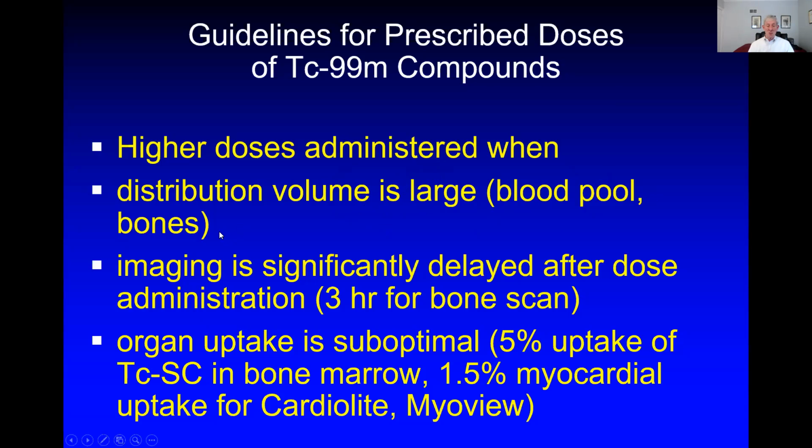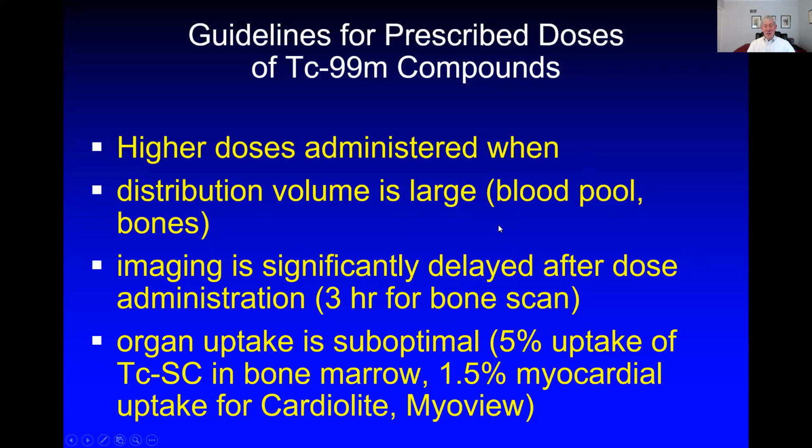Or how about your bones? Distribution of bones is all over the body. And not only is it a very large distribution, but look at the next point. We send the patient away after the injection. Go away, come back in half of a half-life, 3 hours. We just lost 30% of our count rate waiting for the patient to come back. So we're always going to need a large amount for a bone scan for these two reasons: the delay and the very wide distribution all over the body.